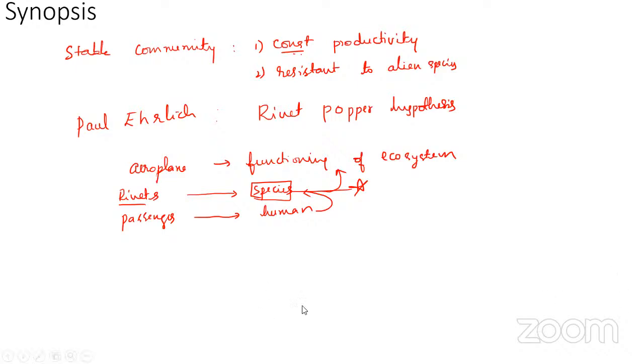I saw somebody raising hands. If there are any doubts, should I take it? Any doubts?